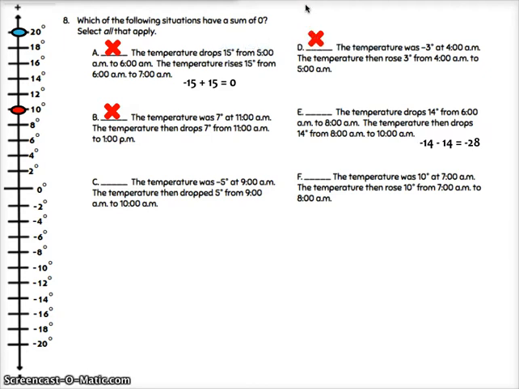The only three that will have X's, the only three situations that have a sum of 0, are A, B, and D.